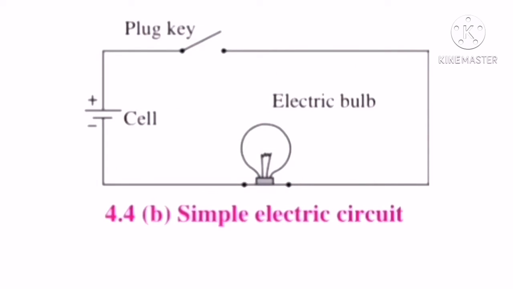Now students, see this picture in your textbook. This figure is an electric circuit. Now we learn how a bulb gets lit with the help of a dry cell, plug key and electrical bulb. Clear students? Now students, listen carefully and look at the next picture.